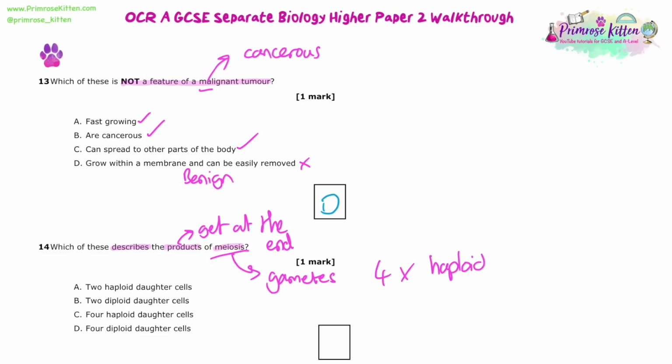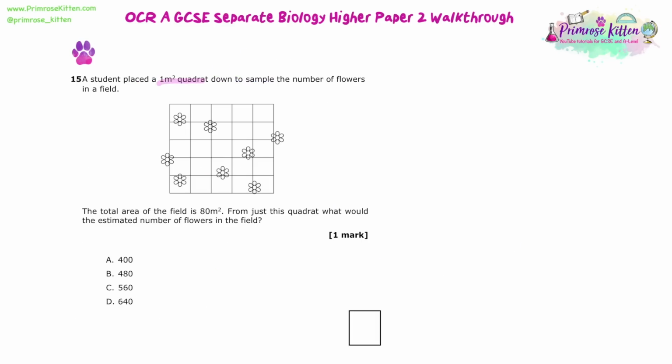And at the end of meiosis, we actually get 4 haploid cells, because mitosis gives 2 diploid cells. So 4 haploid daughter cells, yeah. So it is C.